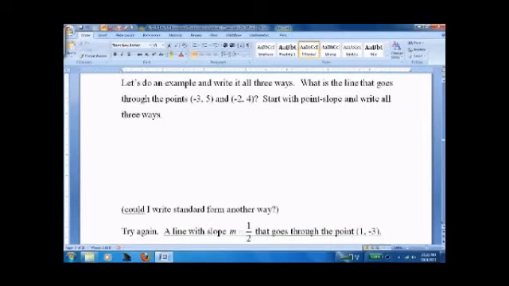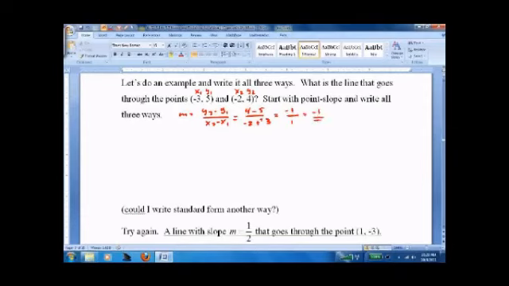Write it all three ways. What's this line that goes through the points? Start with point slope, write it all three ways. Well, the first thing we have to do is find the slope itself. So let's label them: x1, y1, x2, y2. M equals y2 minus y1 over x2 minus x1, 4 minus 5, negative 2 minus negative 3. Put a little plus plus up there. Negative 1 over 1 equals negative 1.